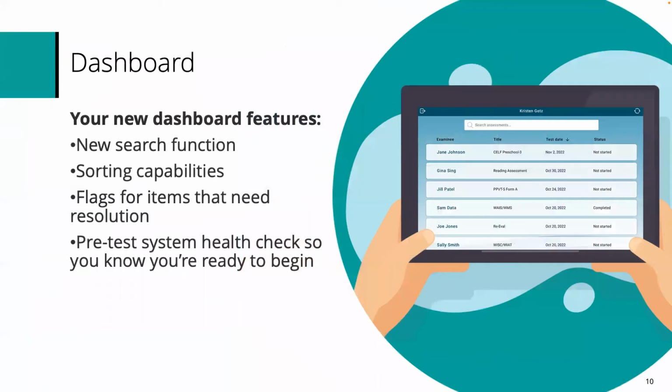So first and foremost, the new home dashboard has been completely redesigned. It'll look a little bit like this. The dashboard is a lot more simple to navigate. It's got search functions, sorting capabilities, flag for items that need resolution, pre-test system checks to ensure your iPads are ready to go. And I think the theme looks pretty cool. It's a light blue color. And there's also improved animations throughout.